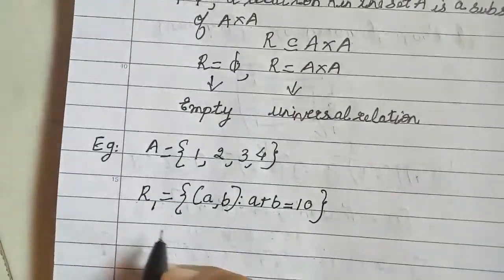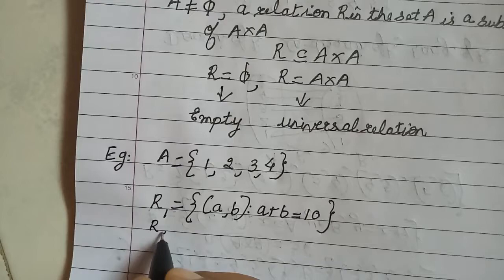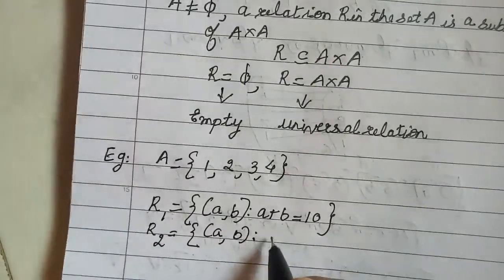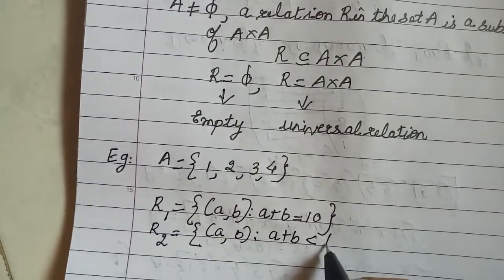This is my first relation. Now my second relation, R2, I am going to define as the collection of all (a, b) such that a plus b is less than 10.